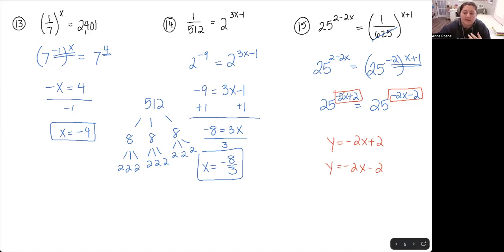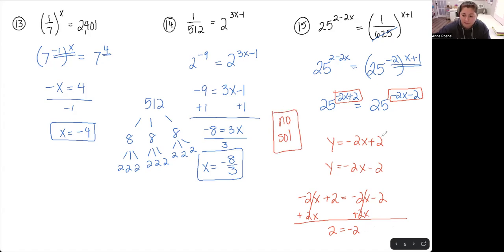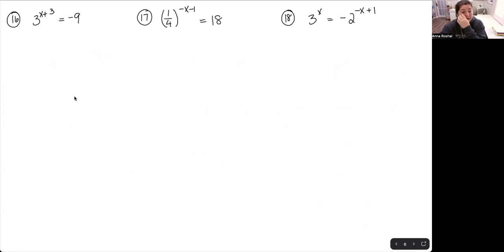Now, in this case, if I were to set these two equal to each other, I would add the two x's to both sides, and I would be able to cross them out, and I'd have 2 equals negative 2. Now, because that's a false statement, this problem has no solution. The reason why I brought this up is because in the next problem, this is kind of an important thing.